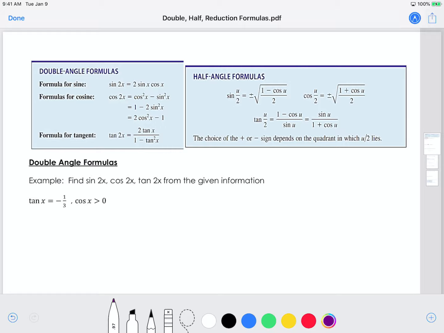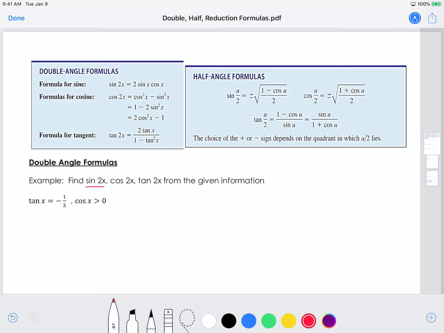Okay, now we're going to talk about double angle formulas and half angle formulas. And just like the formulas for sum and difference, we can use these formulas to evaluate trig functions, to make substitutions to solve equations, or prove identities. And so in the first example, we have to find three things.